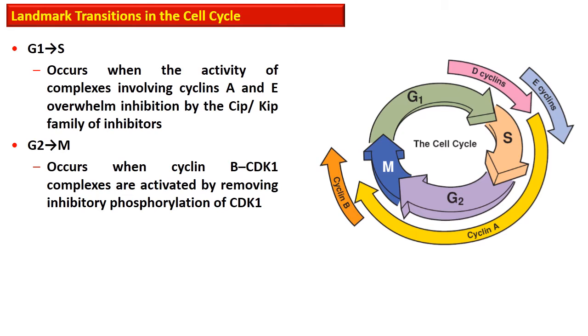There are two landmark transitions in the cell cycle. One is G1 to S, that occurs when the activity of the complexes that involve cyclin A and E overwhelm inhibition by the CIP and KIP family of inhibitors, while the G2/M phase transition occurs when cyclin B and cyclin-dependent kinase 1 complexes are activated by removing inhibitory phosphorylation of CDK1.